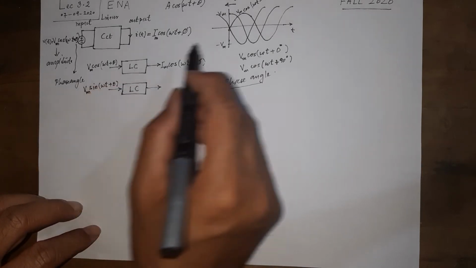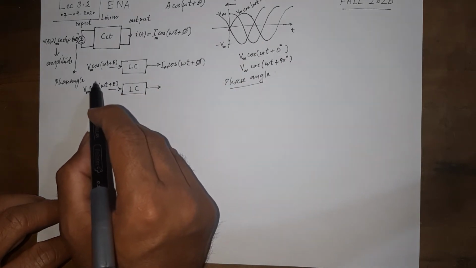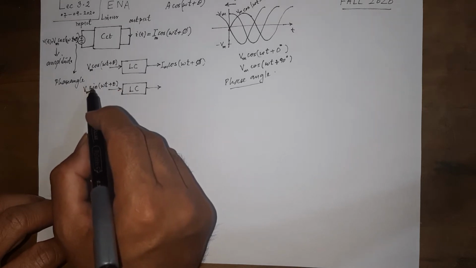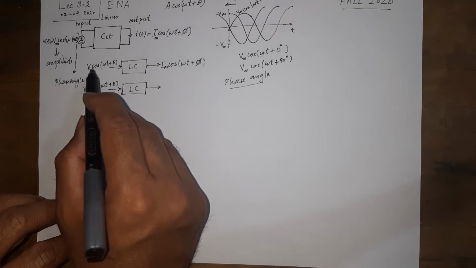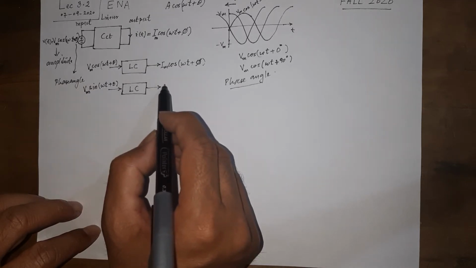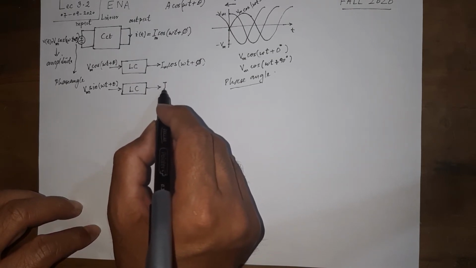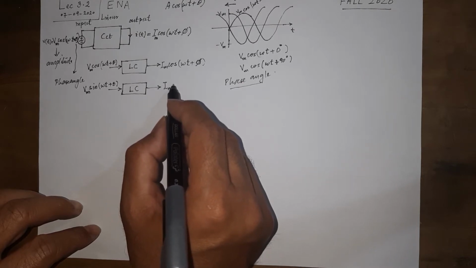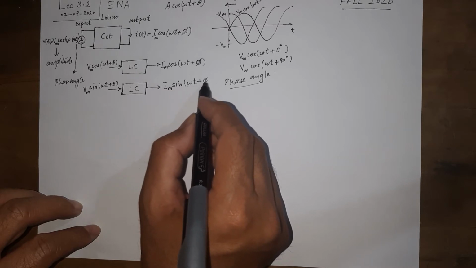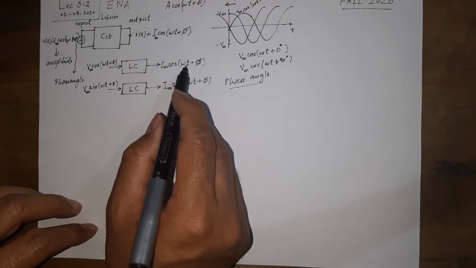So what is happening? There was a cosine function at the input. Then I removed that and applied this sine. So how is this sine related to this cosine? A cosine had been delayed by 90 degrees to get this. So what is going to happen to the output? The output will also get delayed by 90 degrees. So what do you think? We are going to get this at the output: Im sine of omega t plus phi. So if this is the input, this is going to be the output.